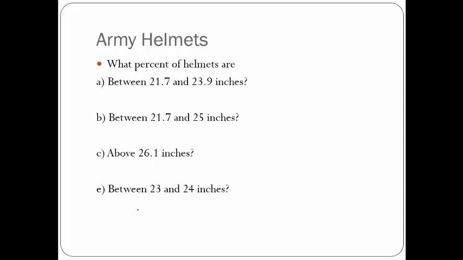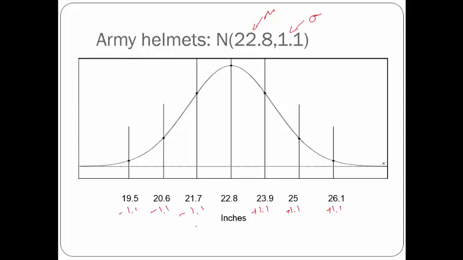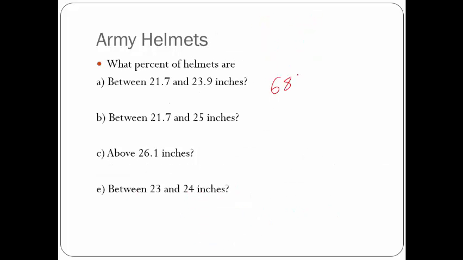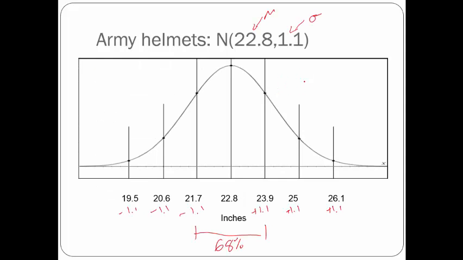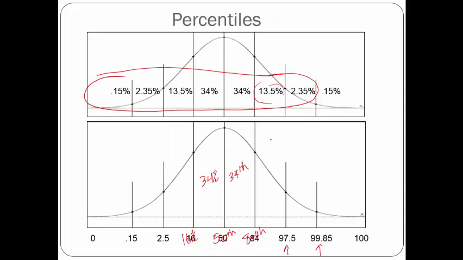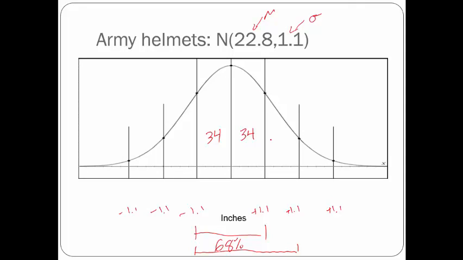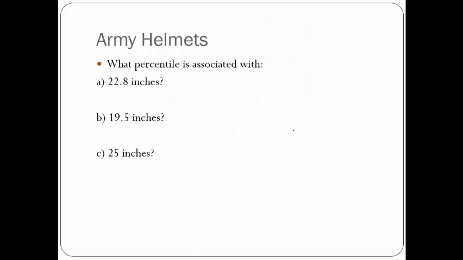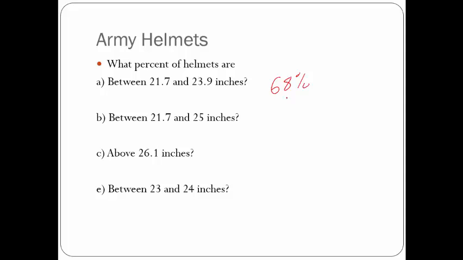What percent of the helmets are between 21.7 and 23.9 inches? Well, that's within 1 standard deviation. The empirical rule says that's 68%. What about 21.7 to 25? 21.7 is here, 25 is here. So again, you have 34% here, 34% here, and if you go back and look at the previous page, 13.5 sitting here. So if we add all that up, 34, 34, plus 13.5, you have 81.5%.